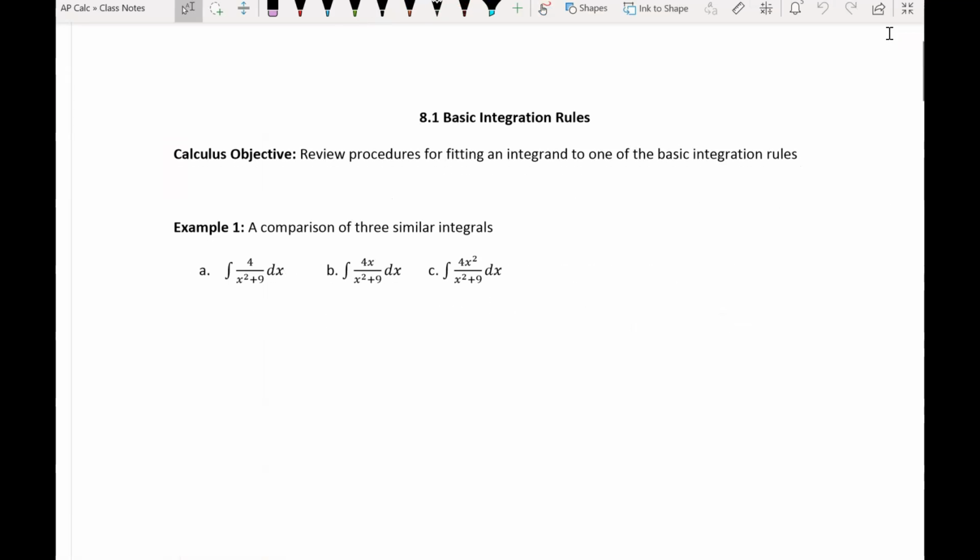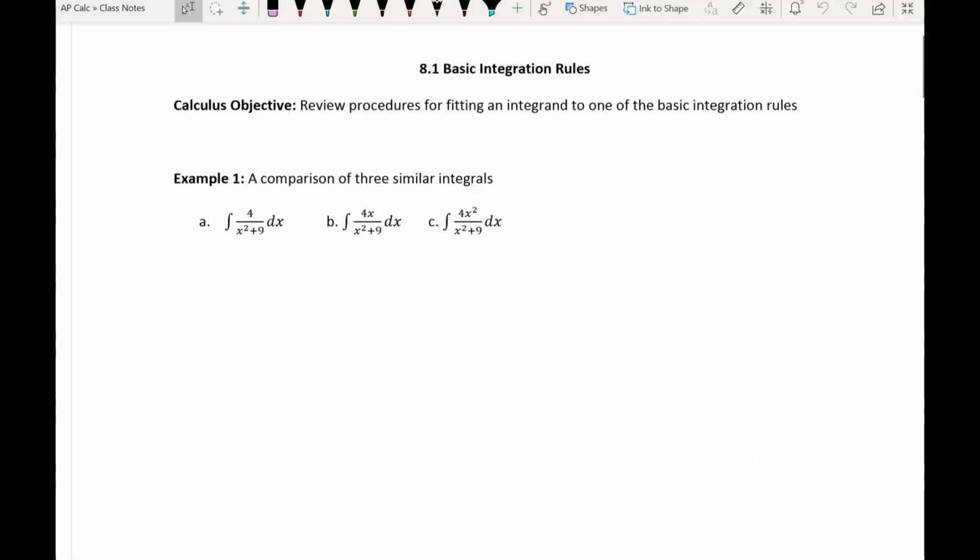Today, we're going to work on reviewing some integration rules and maybe addressing a couple of new techniques to integrate. So our objective is to review procedures for fitting an integrand to one of the basic integration rules. At the very end, I'm not going to write them, but there are rules in your book. If you don't have your book, I can write them up for you, so just send me an email if that's what you want. But at the end, we're going to have a list that covers all these basic techniques.